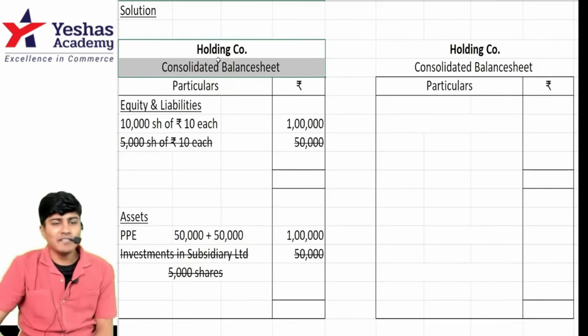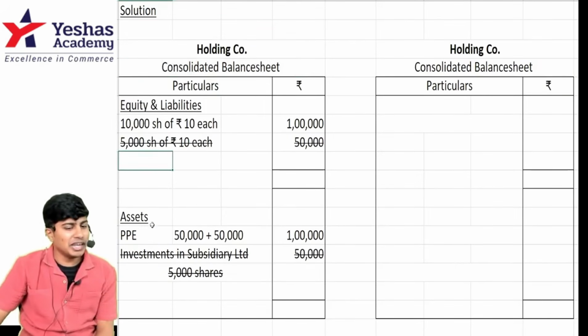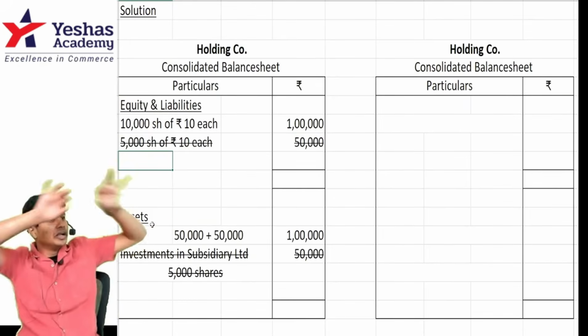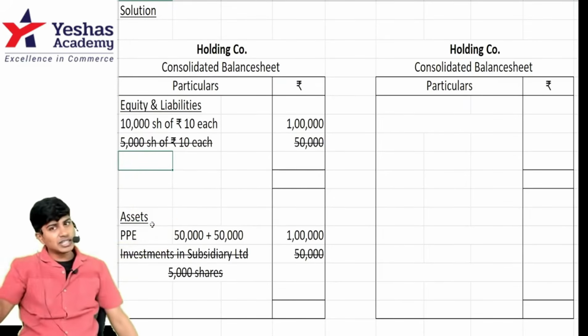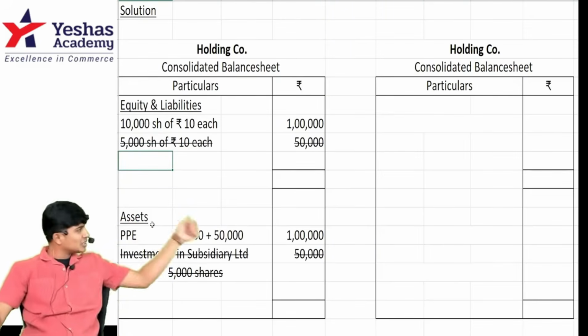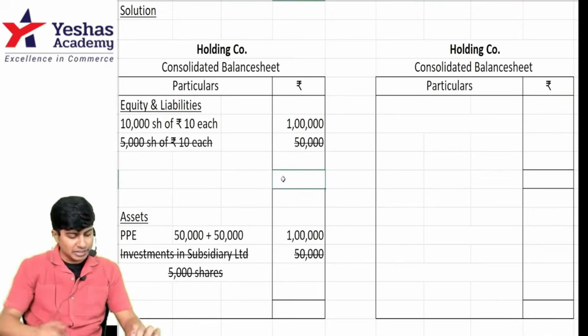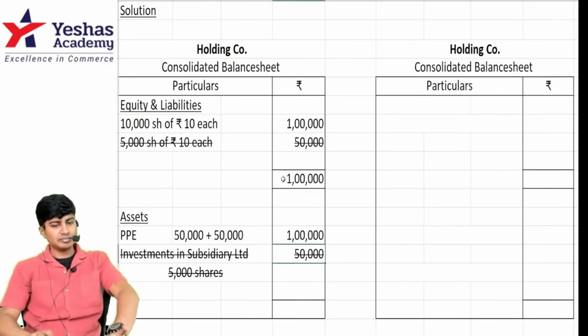I will remove that. When I remove that share capital, my investment is also gone. When I tear that share certificate, their share capital gone, my investment gone, their assets will come and sit in my balance sheet. So this is consolidated balance sheet. Hope you understood. Now the balance sheet will tally at 1 lakh.